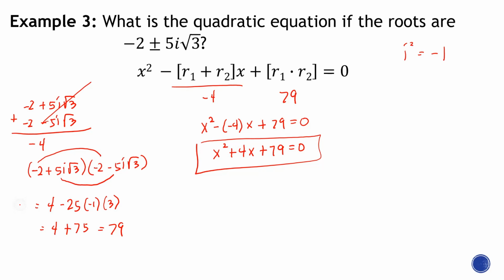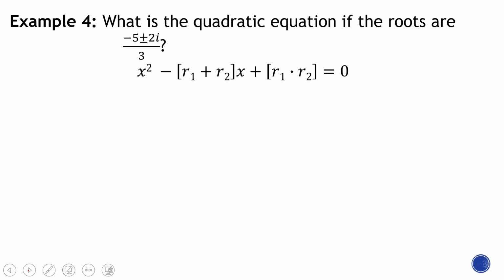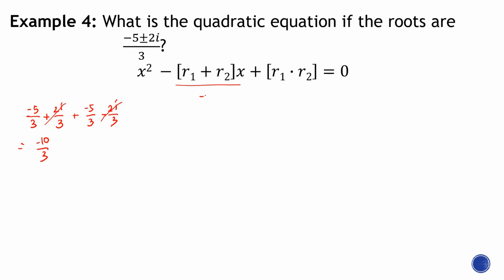Alright, let's go to the last example. We have negative 5 over 3 plus 2i over 3. Let's do the addition first, the sum of the roots. Negative 5 over 3 plus 2i over 3. Alright. Plus negative 5 over 3 minus 2i over 3. So here we can cross this out. Alright, that's so obvious. So the answer will be negative 10 over 3. So that's for this.